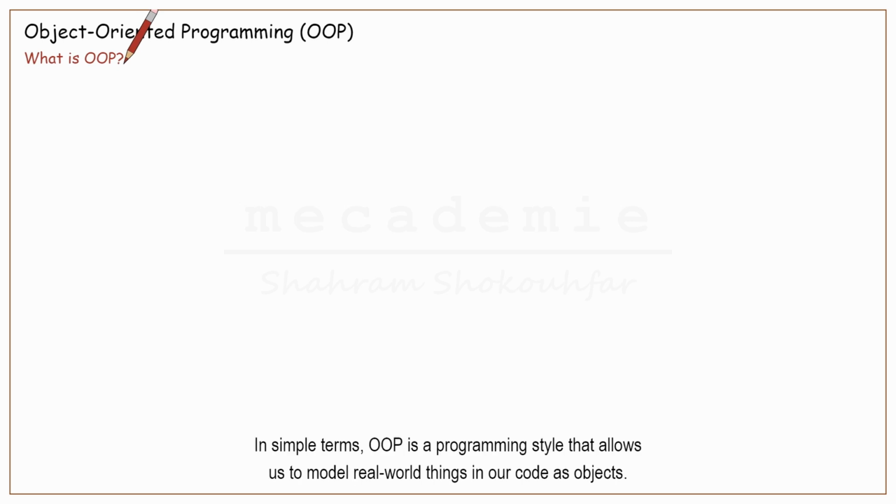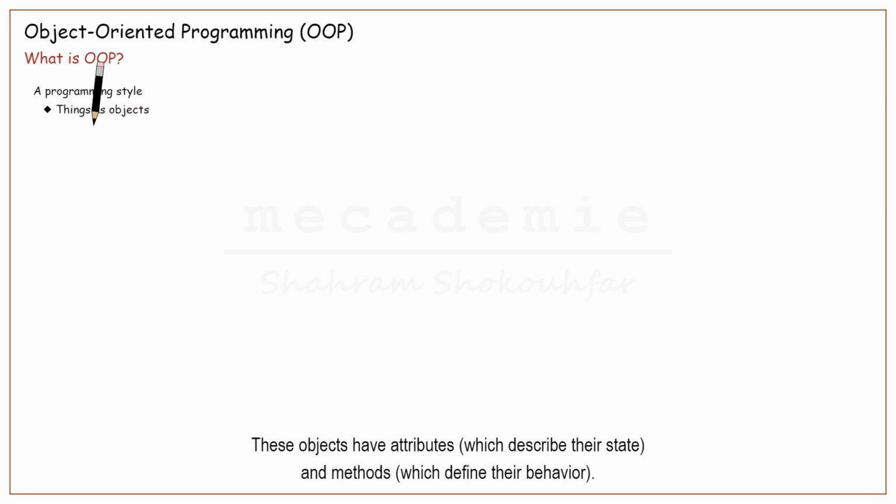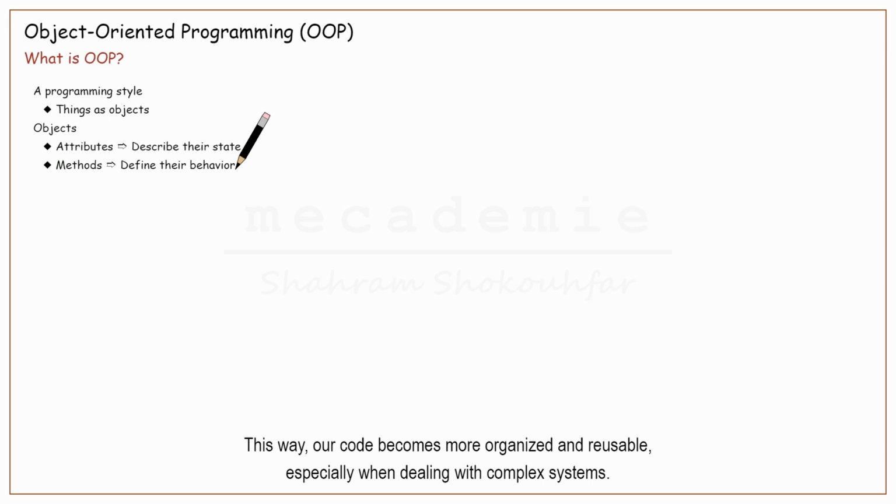In simple terms, OOP is a programming style that allows us to model real-world things in our code as objects. These objects have attributes, which describe their state, and methods, which define their behavior. This way, our code becomes more organized and reusable, especially when dealing with complex systems.